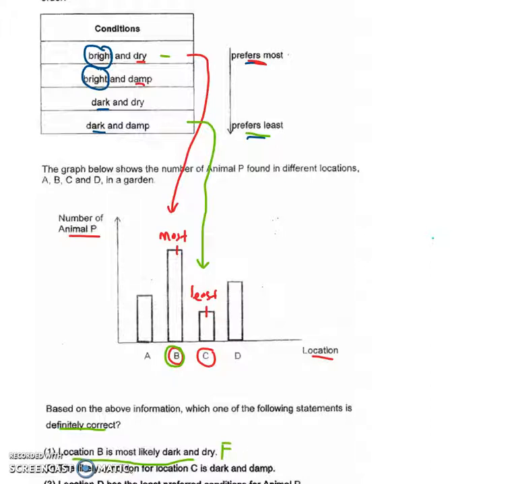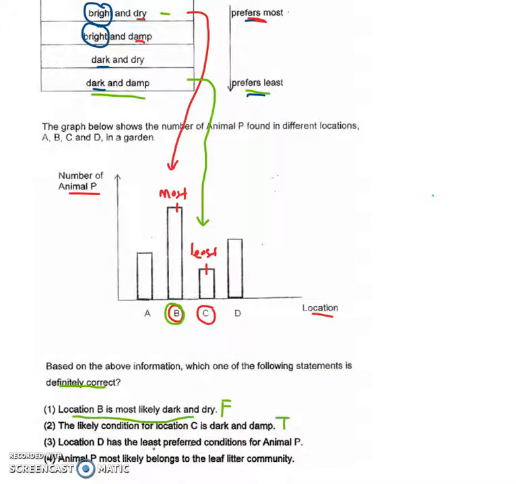The likely location condition for location C is dark and damp. So location C is what it prefers the least, and it's likely to be dark and damp. So that's true. Location D has the least preferred conditions for animal P. So location D has the least preferred conditions is not true because location C is the least preferred. So therefore this is false.